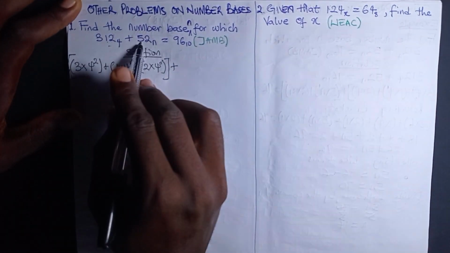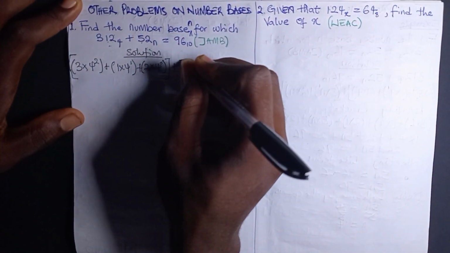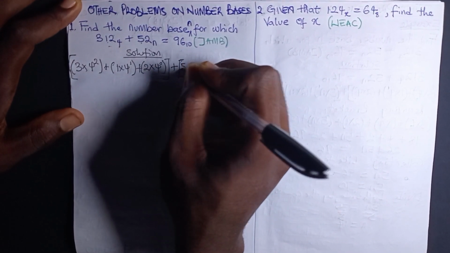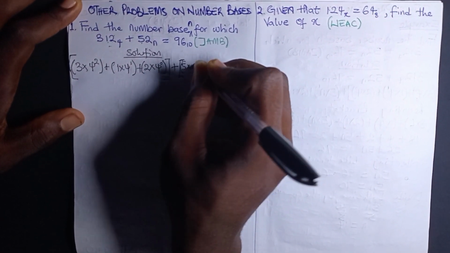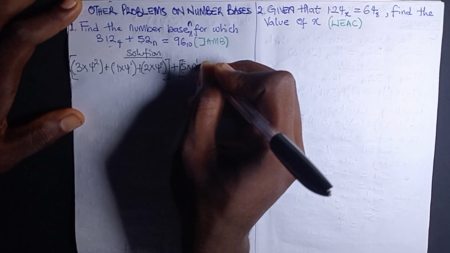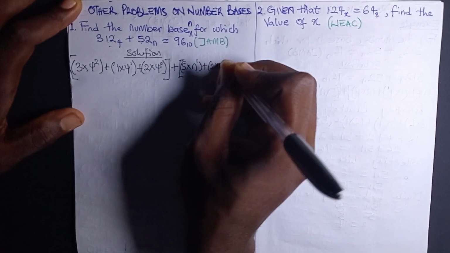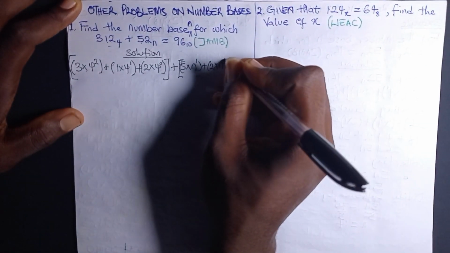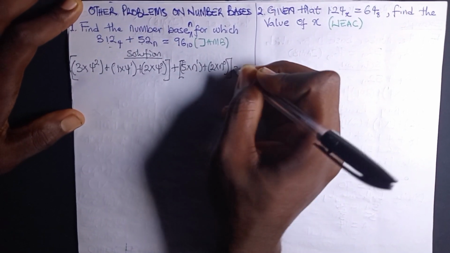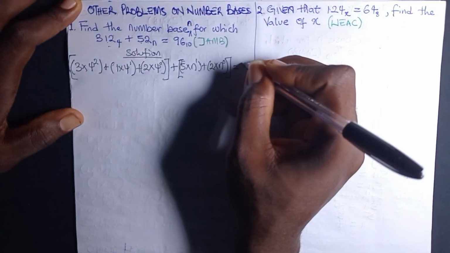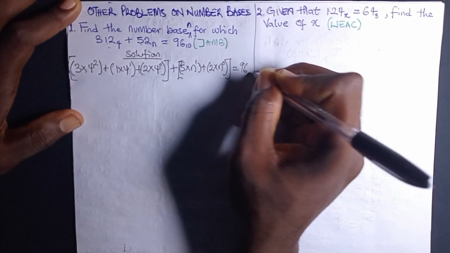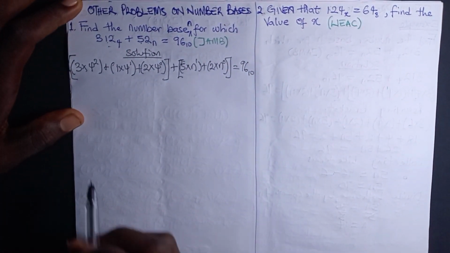plus, now we'll come to this side, 5 times n raised to the power 1, plus 2 times n raised to the power 0, is equal to 96 in base 10. Now we solve further.